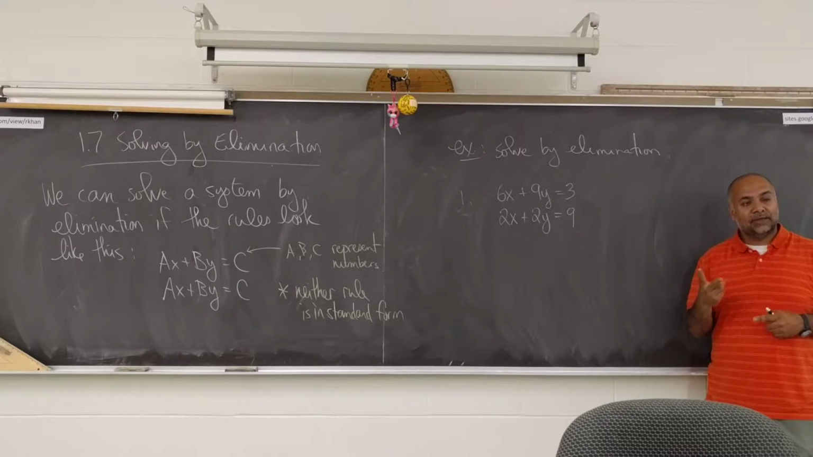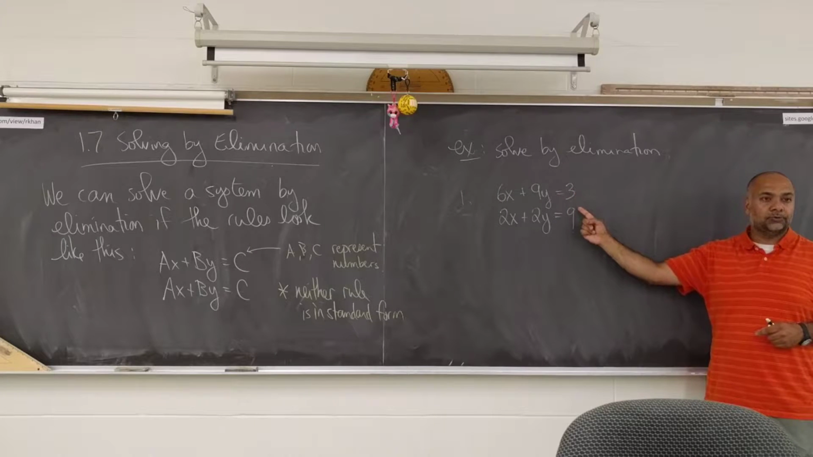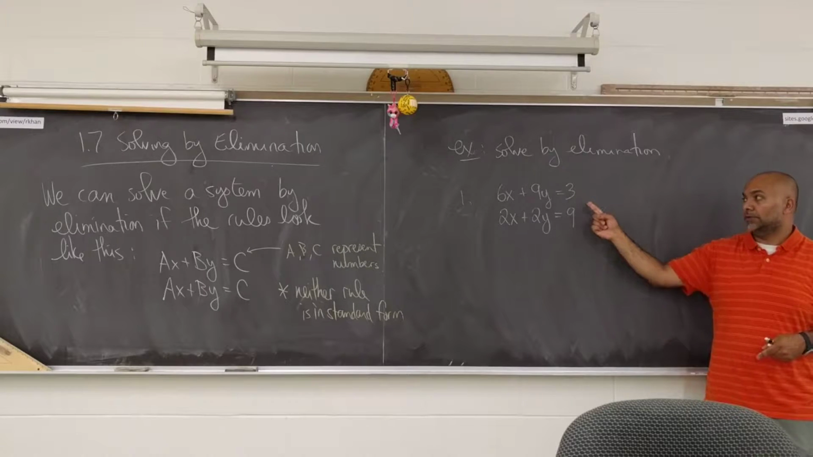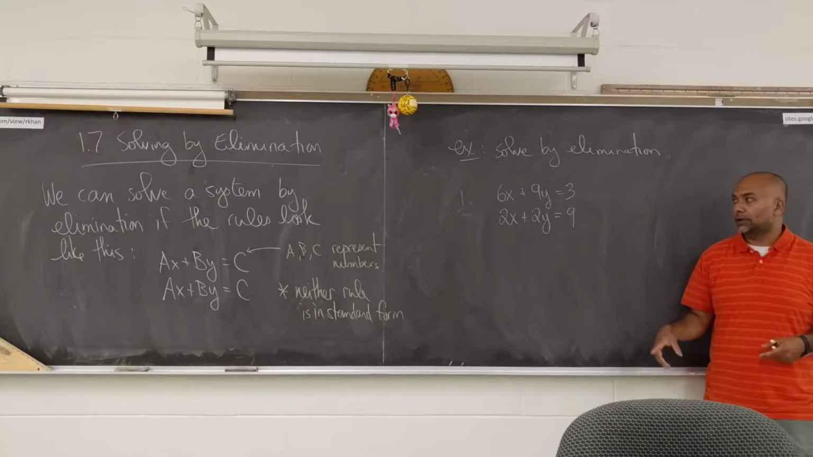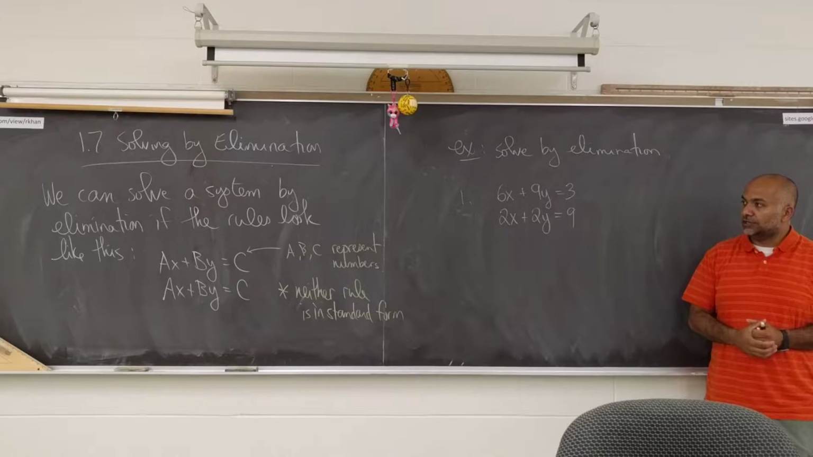If we did this with the second method, which was comparison, comparison said, okay, take both rules, make sure they're both y equals, so we'd have to do that there first. We have to do that there first, so a little bit of work. And then from there, we can continue. The nice thing about elimination is we don't have to do any of that.